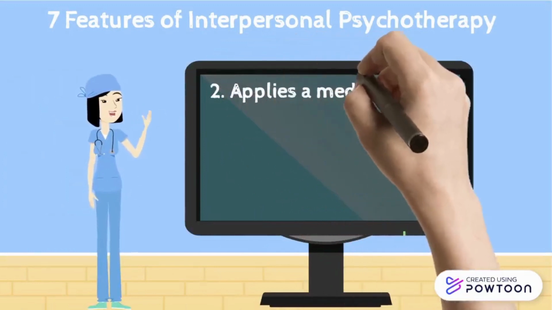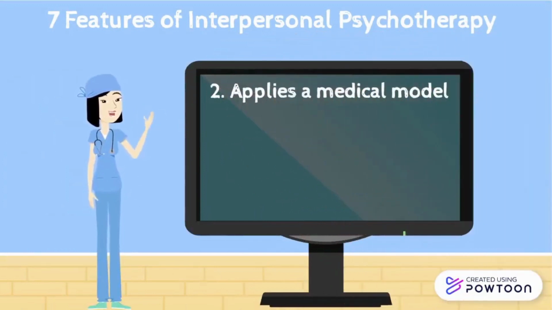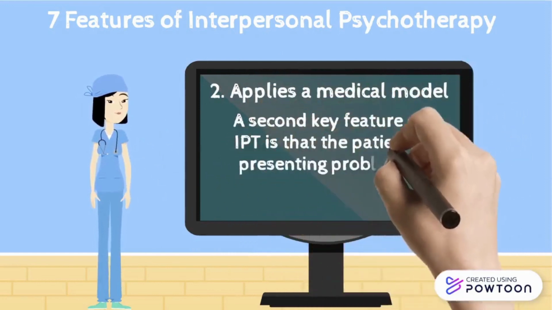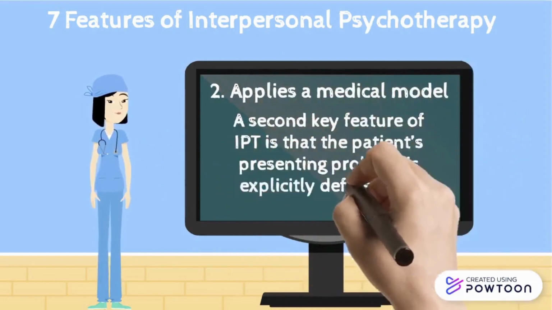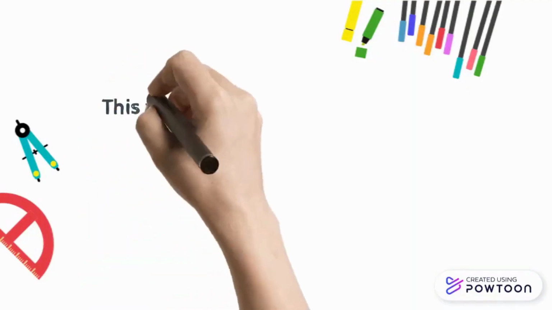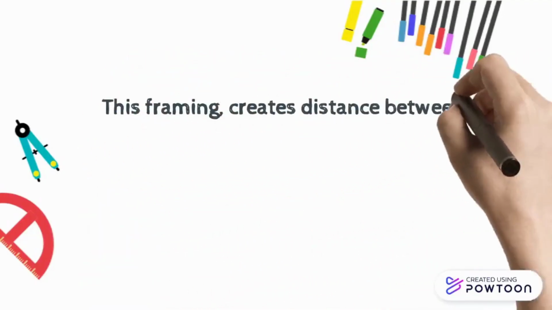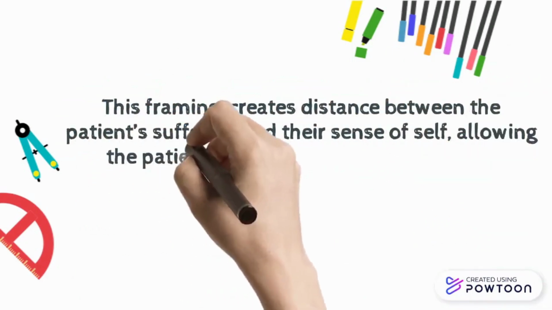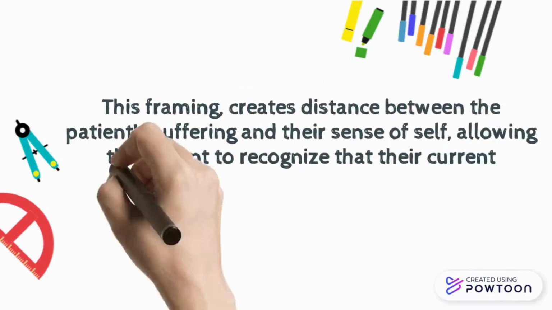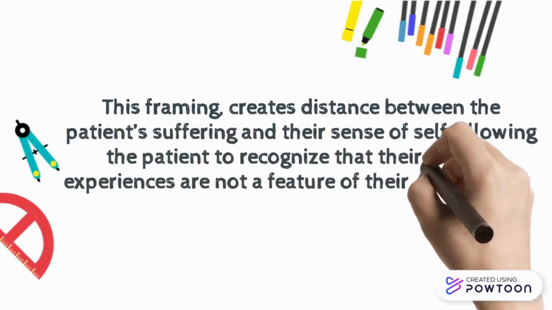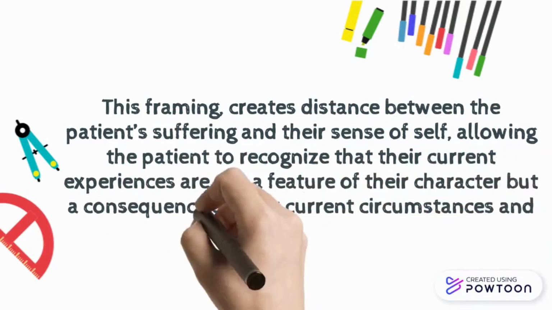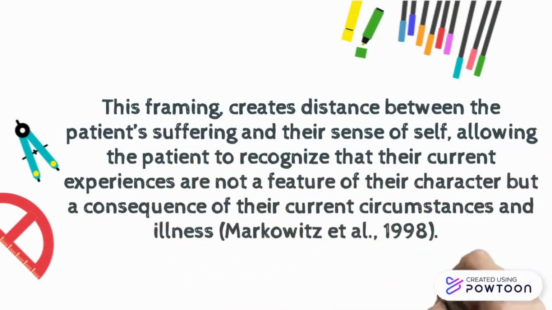2. Applies a medical model. A second key feature of IPT is that the patient's presenting problem is explicitly defined as a medical illness. This framing creates distance between the patient's suffering and their sense of self, allowing the patient to recognize that their current experiences are not a feature of their character but a consequence of their current circumstances and illness.